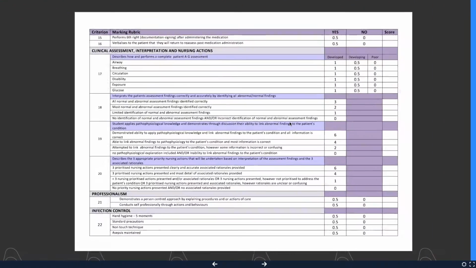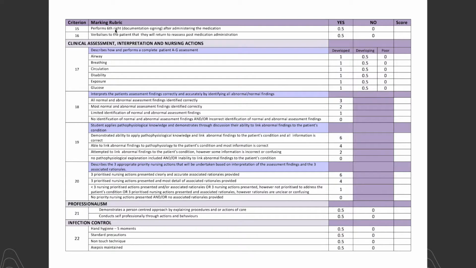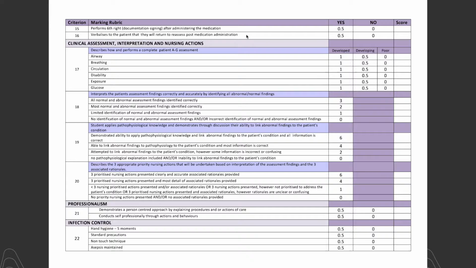The final part of administration of medications is performing the sixth right. So you need to document and sign after the medication has been administered, and verbalise to the patient that you will return and reassess post-medication administration. So that's the completion of your medication administration section.